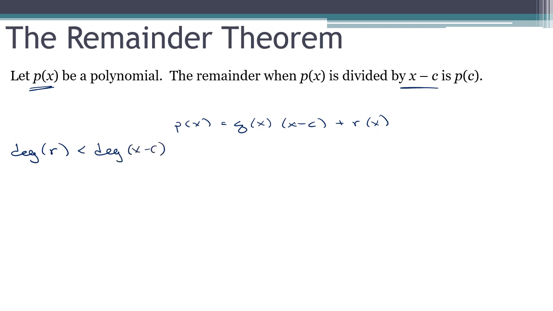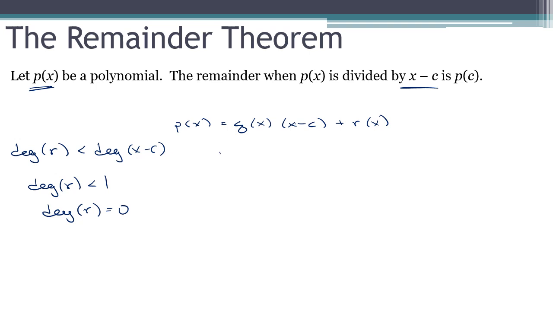But the degree of x minus c, that's a linear polynomial, that's just 1. So the degree of r must be less than 1, and there's only one possibility there. That means that the degree of r must be 0. In other words, r is a constant. It's just a number. Okay, so let's write it that way.